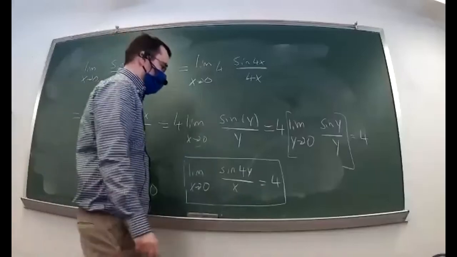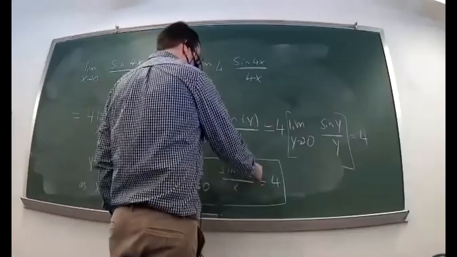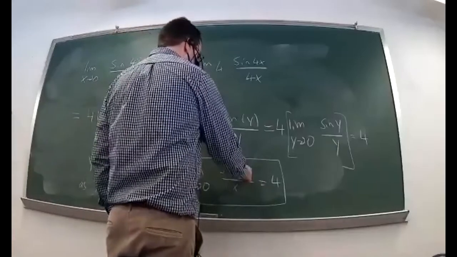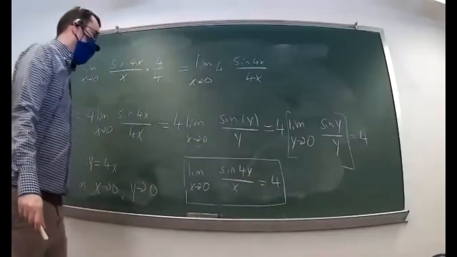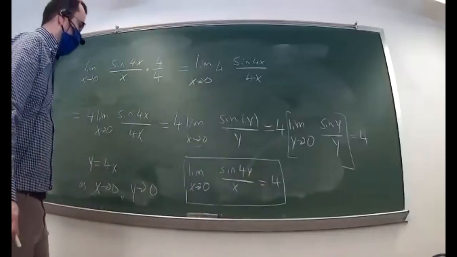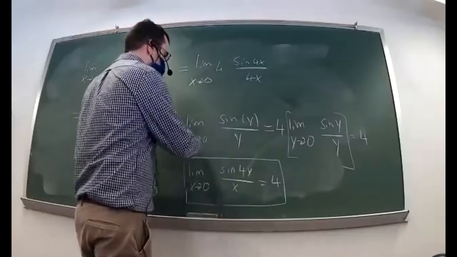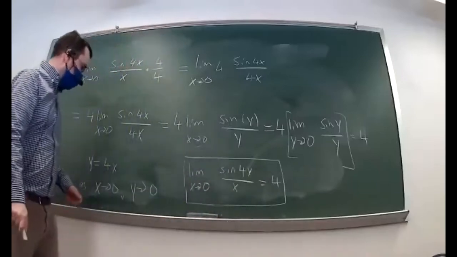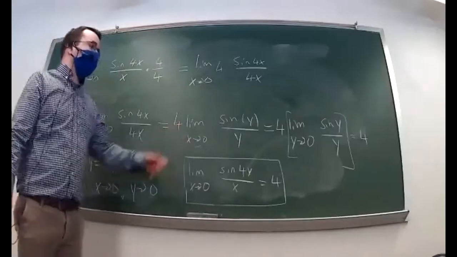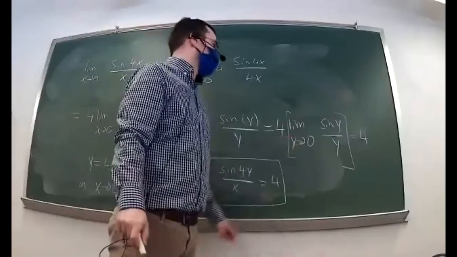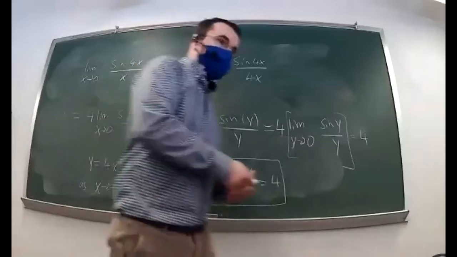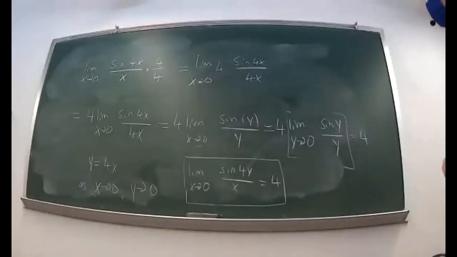If you do this trick of first multiplying by 4 over 4 to get the numerator and denominator to match, and then saying, well, what about x goes to 0 instead of 4x goes to 0? But if x is going to 0, then 4x is also going to 0, so it's no problem. You can calculate this, and it works out.